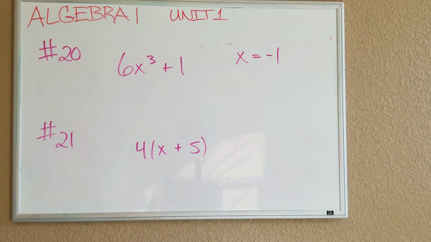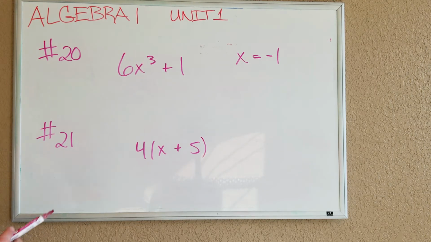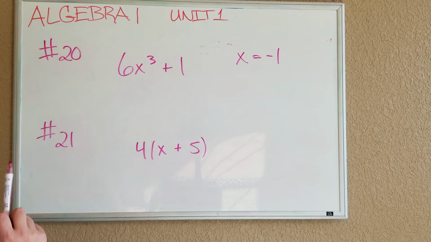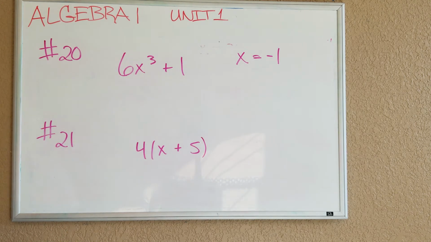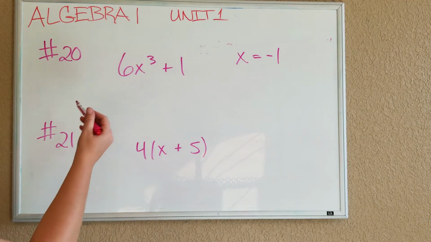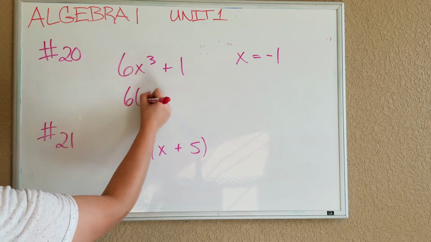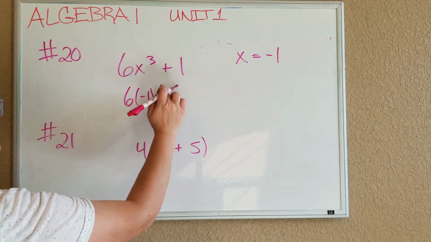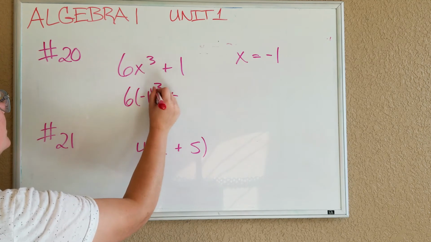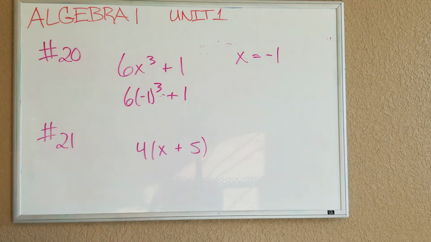All right, problem number 20. So the same thing as the last problem, you're going to insert. They say evaluate 6x cubed, that's when you have an exponent of 3, plus 4x, where x equals -1. So you're going to go 6 times -1 squared plus, not squared, my bad, cubed, to the power of 3.